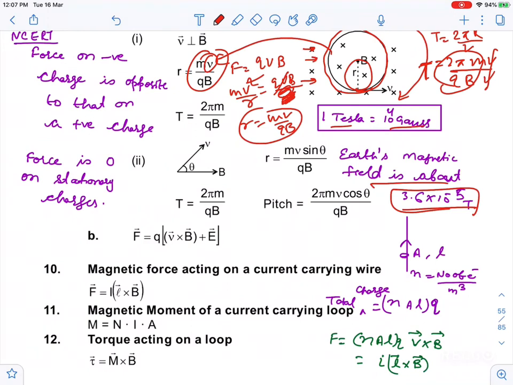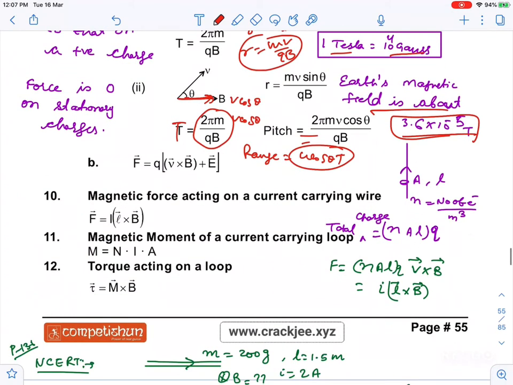Now if they ask you to calculate pitch, what is pitch, guys? Pitch is nothing but the time period multiplied by the parallel velocity. Which parallel velocity? This is v cos theta. So I multiply this term by v cos theta, and we get pitch. Like if you remember range, you calculate u cos theta into t. Similarly, pitch you can calculate as u cos theta into this T. So this is pitch, guys.